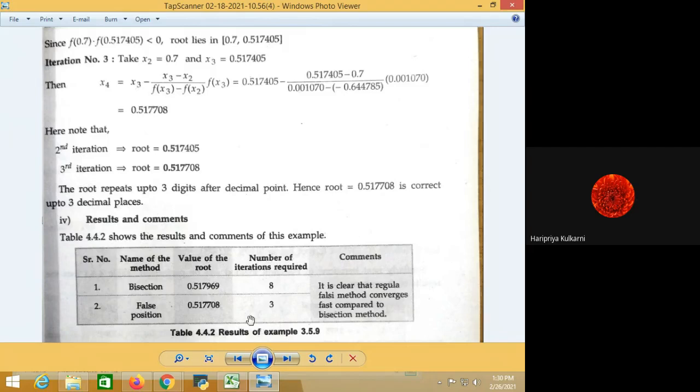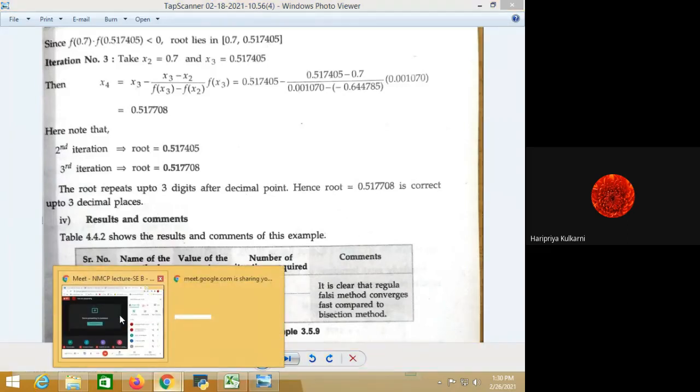Hence, we can conclude that the false position method is the better one as far as the number of iterations is concerned, because here we get the convergence very fast. This is the speciality of the false position method. I hope you have understood. We'll stop here.